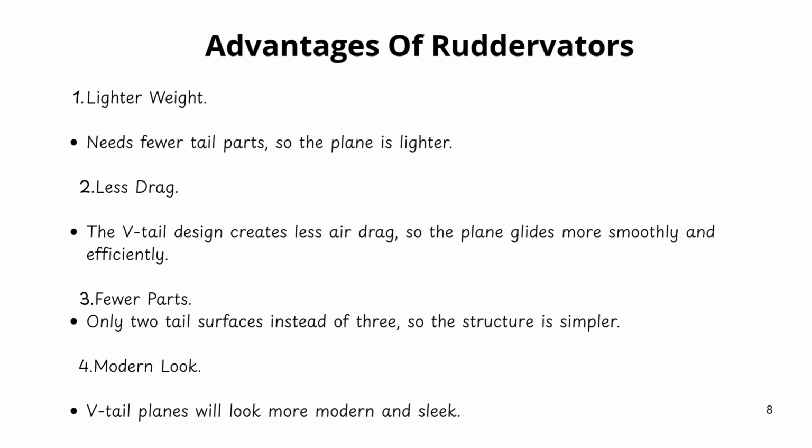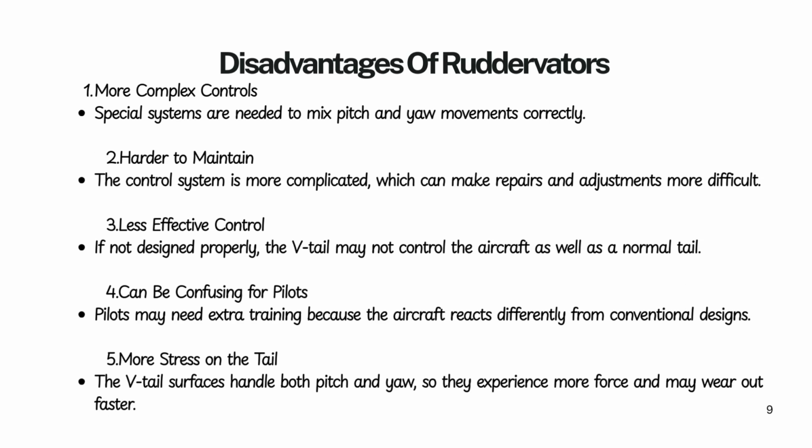Advantages: reduced drag. By eliminating the vertical and horizontal stabilizers and combining them into a V-tail, Ruddervators help streamline the aircraft. Weight savings: fewer surfaces and simpler structure can mean a lighter tail section. Sleeker design: this can be useful in aircraft where speed and efficiency are important, like light sport aircraft or early jet trainers. Disadvantages: complex control mixing.